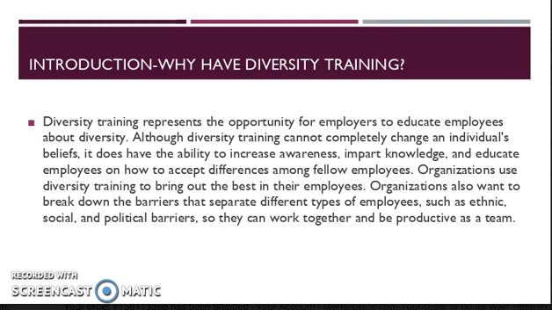Organizations use diversity training to bring out the best in their employees. Organizations also want to break down the barriers that separate us. We don't want that, such as ethnic, social, and political barriers. We just want to break those down so that way we can work together and be productive as a team. The biggest thing is our teamwork. We really want everyone to get along and really respect one another.